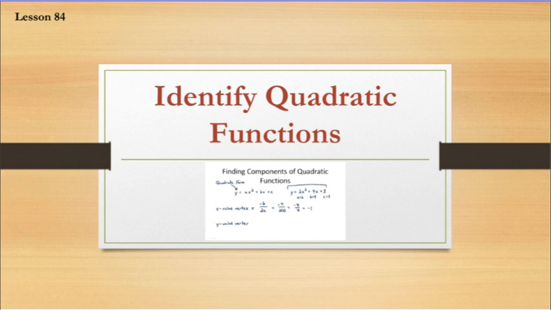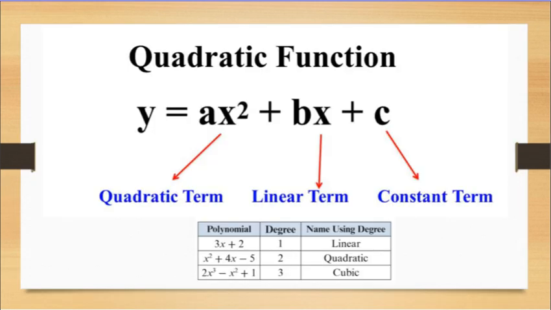Lesson 84, Identifying Quadratic Functions. First, let's look at what a quadratic function is. A quadratic function has a quadratic in it, and a quadratic is the x squared. So the largest term has a square as its biggest term, or its biggest degree. So our quadratic function will be in the form of y equals ax squared plus bx plus c. And we have different terms here based on their degrees that we've been looking at this year.